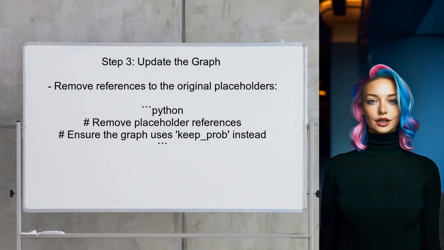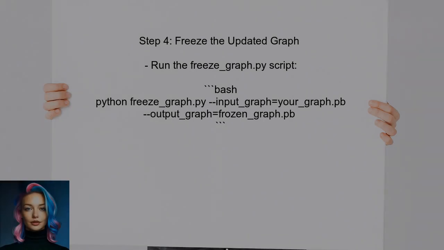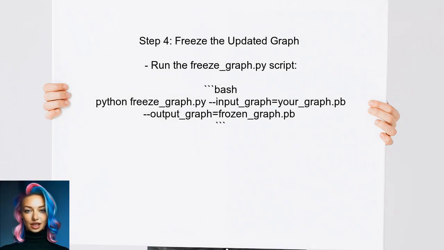After replacing the placeholders, the user should ensure that the graph is updated accordingly. This means removing any references to the original placeholders. Finally, the user can freeze the graph using the freezegraph.py script. This will save the updated graph with constants instead of placeholders.